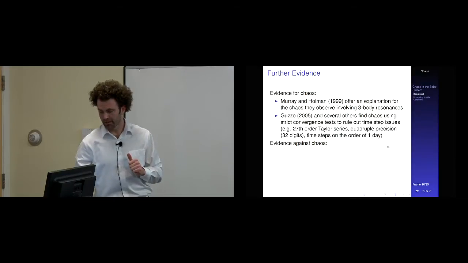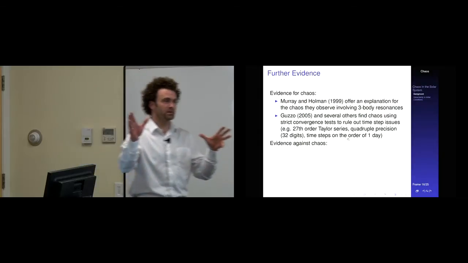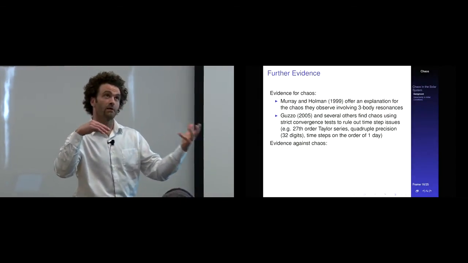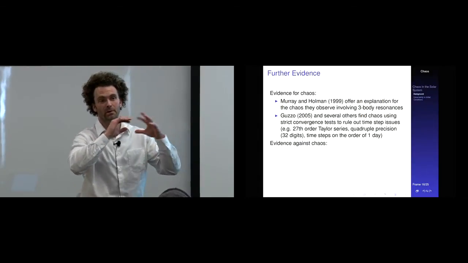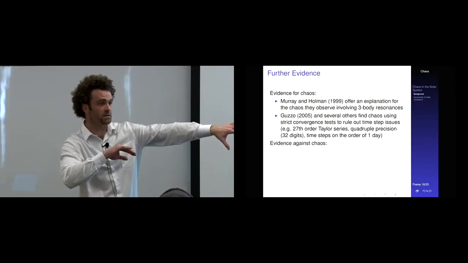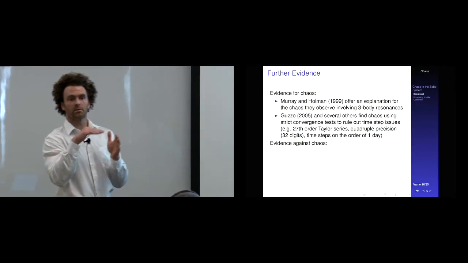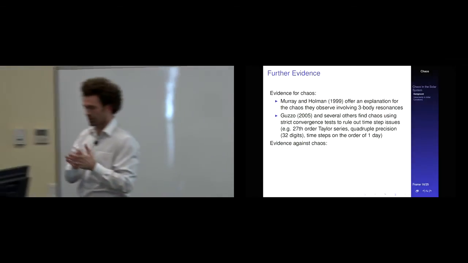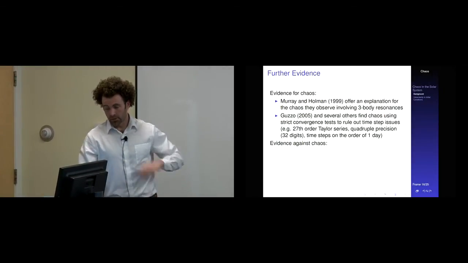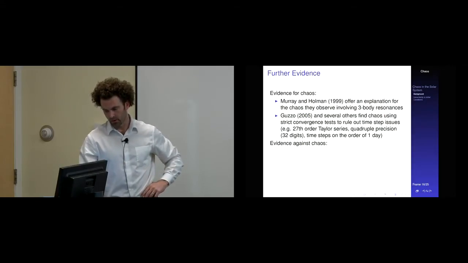Some people have done 27th order Taylor series. You remember f of x plus h equals f of x plus h f prime plus h squared f double prime over 2 plus h cubed f triple prime over 3 factorial. 27 of those terms to calculate what the slope of this little time step should look like. So those are really good, quadruple precision. And so this person found time steps were not causing chaos there.